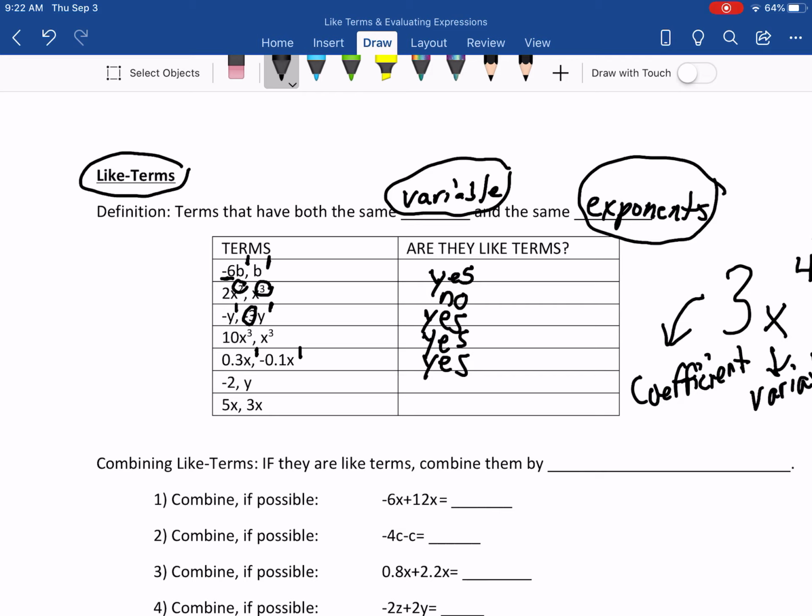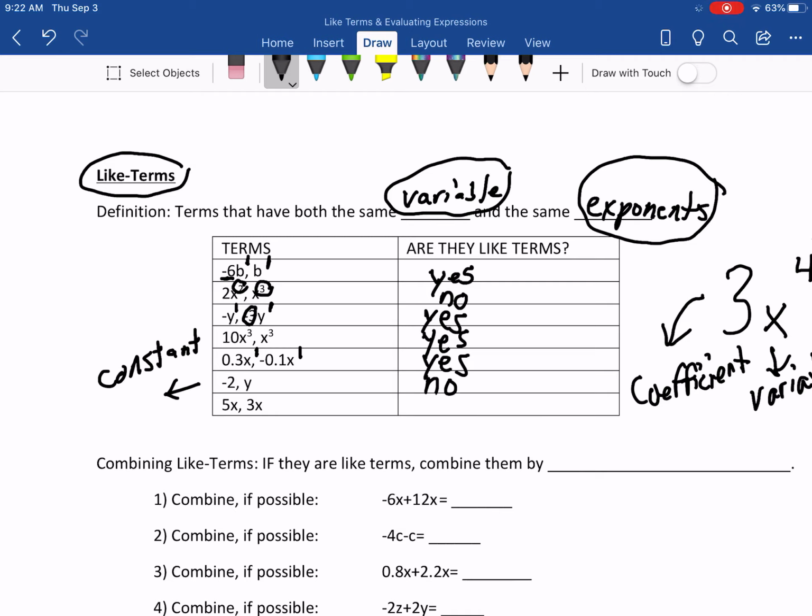Next, negative 2 and y. Do they have the same variables? No, the negative 2 doesn't have a variable. It's called a constant. So no, negative 2 and y are not like terms.